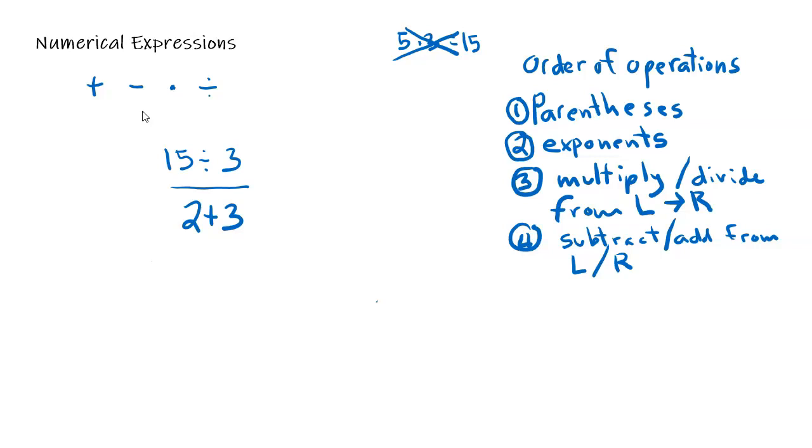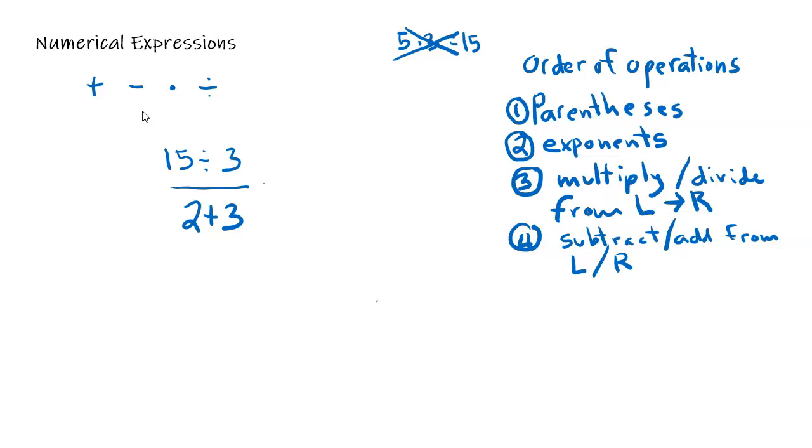Okay, so let's go through the order of operations. 1, are there any parentheses? No, there are not. 2, are there any exponents? No, there are no exponents. 3, it says multiply or divide from left to right. Okay, so when we go left to right, we have 15 divided by 3 at the top, but we have 2 plus 3 on the bottom. Okay, but that's going to be in the next step.